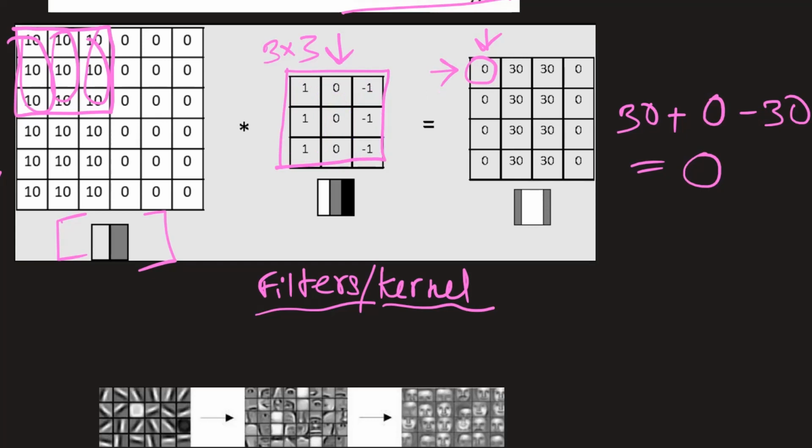Once this action is performed, comes the next step. Again we take this filter or kernel matrix and slide it on the image from the first position to the second position like this. Again we do the element-wise multiplication, add up everything, and we have this result. You can try to do it by yourself and you should get 30.